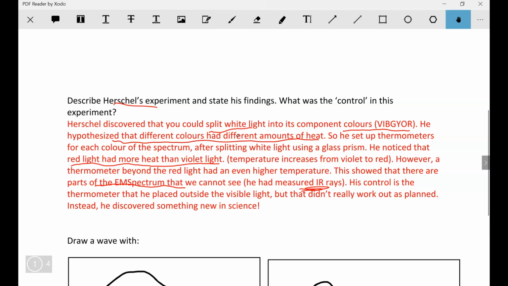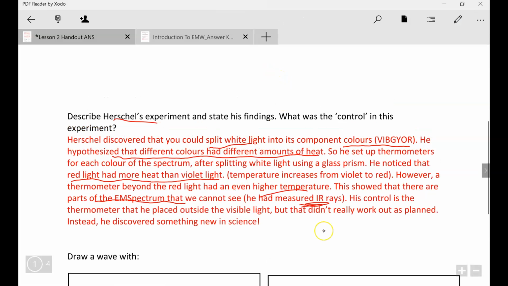His control was the thermometer he placed beyond the red spectrum, but that didn't really work out because his control should have been lower, since the light was shining on the other thermometers, which should have had more heat. But his control had a higher temperature, which led him to discover the infrared rays. So that's an interesting bit that he did there.